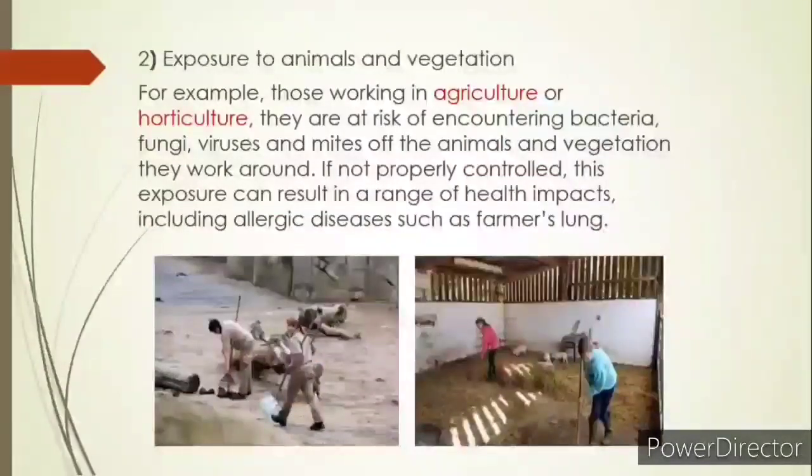The second one is places that have exposure to animals and vegetation. For example, those working in the agriculture or horticulture sector, like zookeepers or farmers, are at risk of encountering bacteria, fungi, viruses, and mites of the animals and vegetation they work around. If not properly controlled, this exposure can result in a range of health impacts, including allergic diseases such as farmer's lung. Next slide.